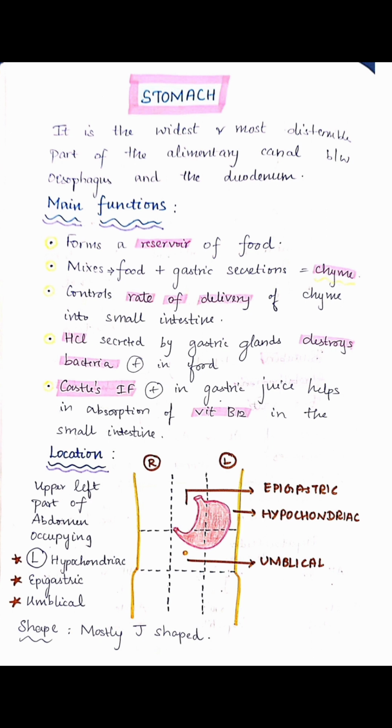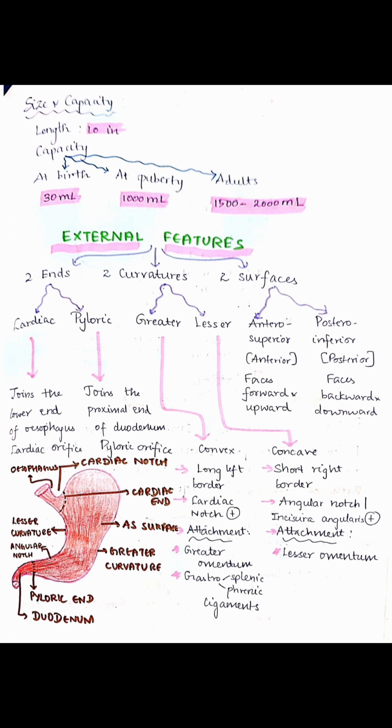Now let's see the location of the stomach. It is present in the upper left part of the abdomen, occupying the left hypochondriac, epigastric and umbilical regions. Its shape is mostly J-shaped. Let's see the size and capacity of the stomach. The length is 10 inches. Capacity differs: at birth it is 30 ml, at puberty 1000 ml, and during adulthood 1500 to 2000 ml.